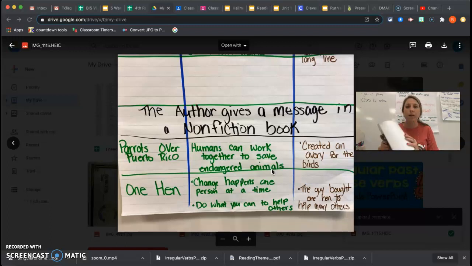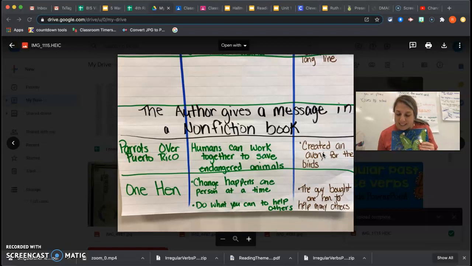Yeah, the whole book, that was happening. And I just picked one way right here to use text evidence and said they created an aviary for the birds so that they would be protected. Another one that says in here, humans can work together to save, that's what I put.